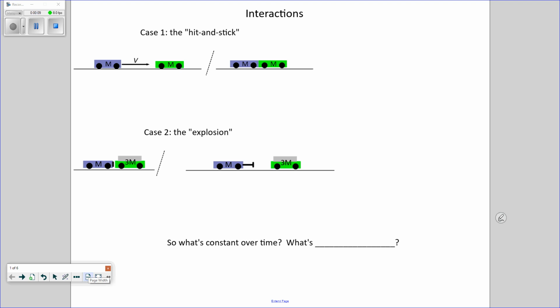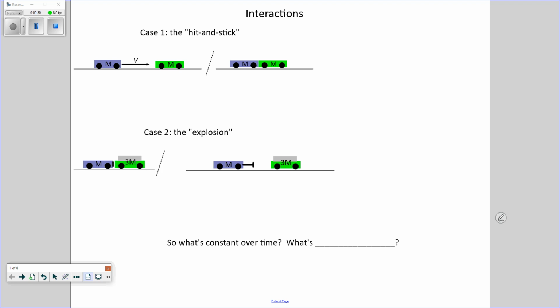People in my classes have been investigating what happens when objects interact. There are two basic cases that a lot of folks looked at. Case one we'll call a hit and stick, and case two we'll call an explosion. In the hit and stick, here's a very simple case, what we're calling case one.